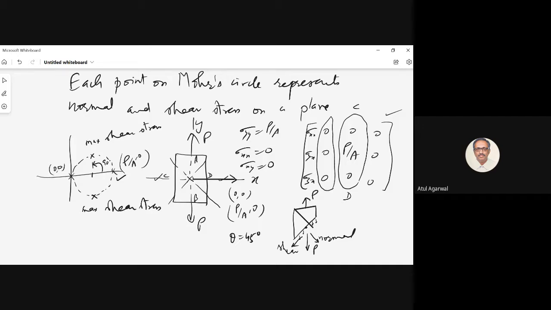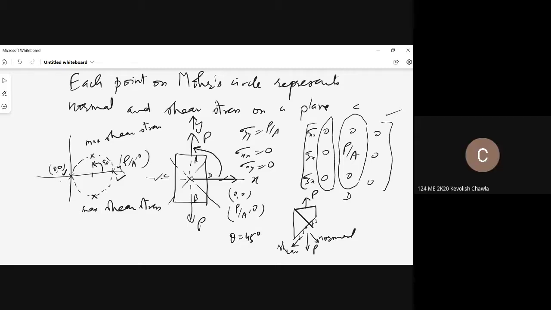And what is this plane? Normal stress is 0. Sorry. Here, this was the plane where normal stress and shear stress were 0. Okay. Now, this is the plane on which normal stress is P by A and shear stress is 0. So you see, from this plane, I went to this plane. So how did I rotate? I went 90 degrees counterclockwise. Is it all right?